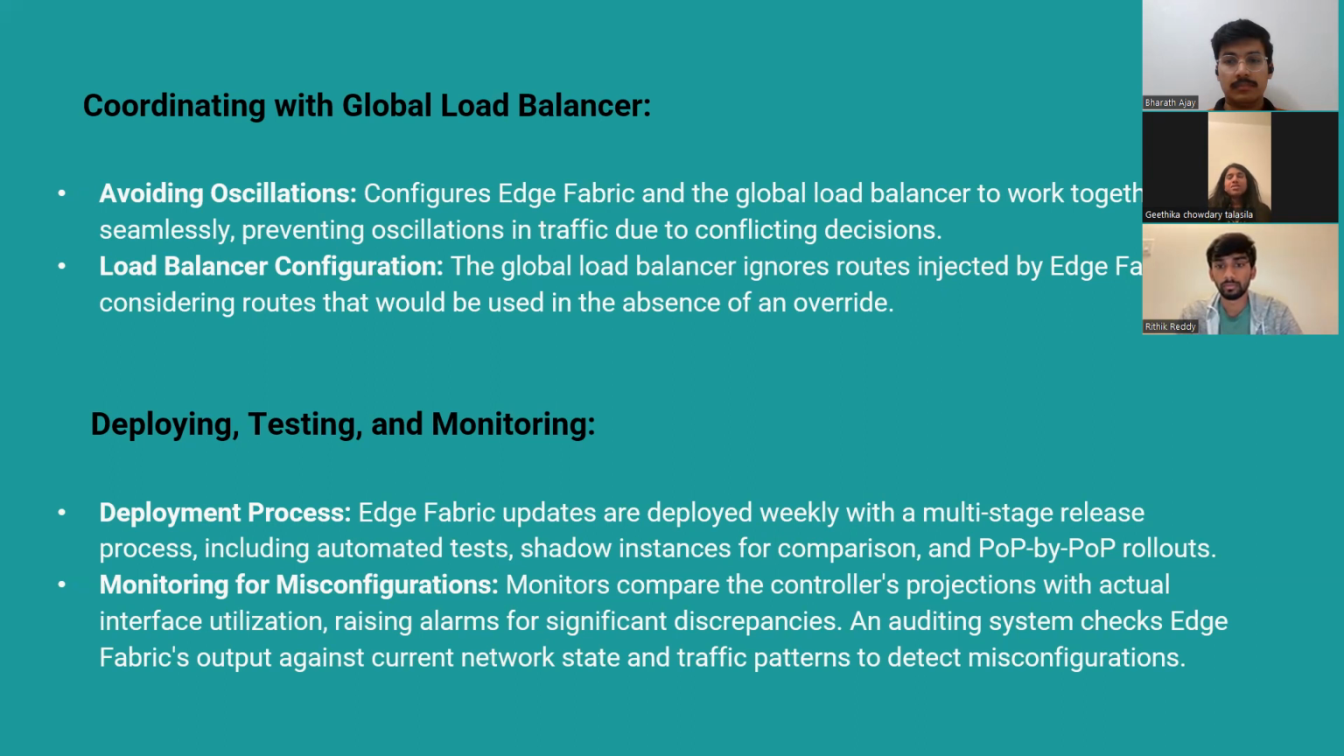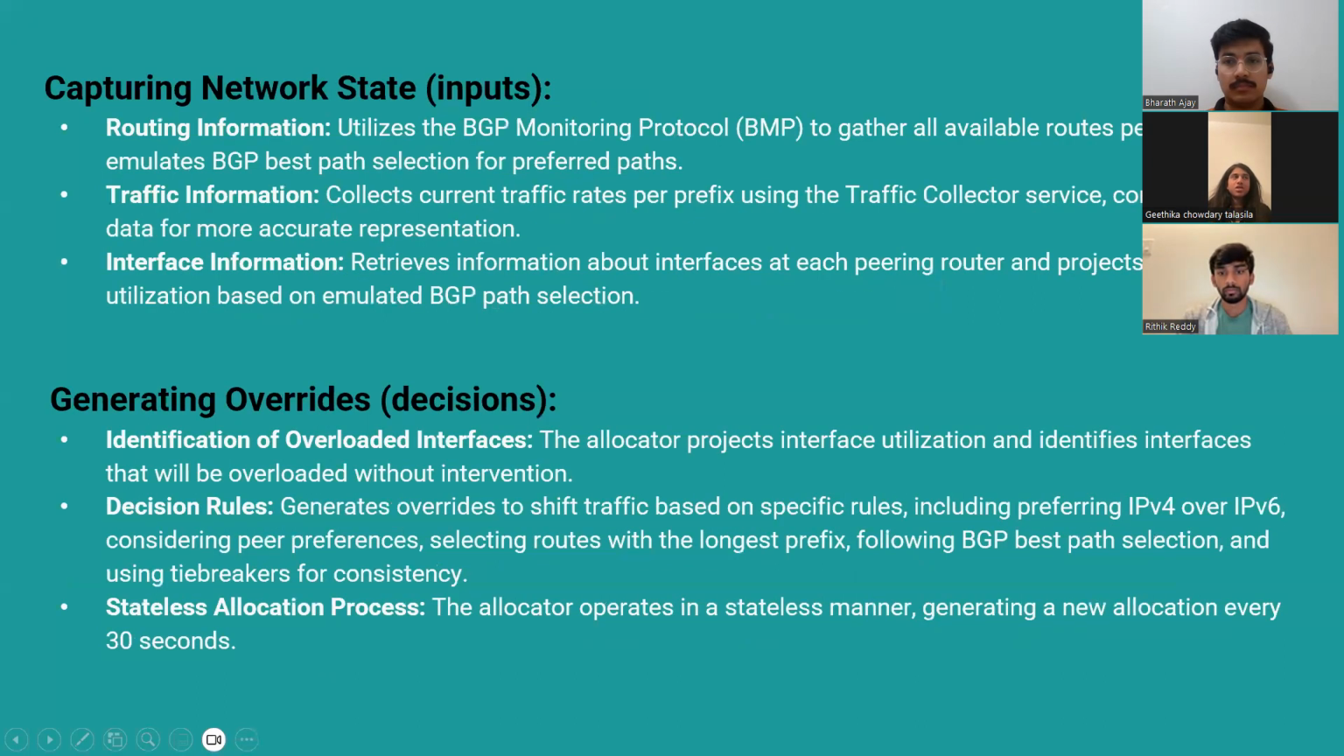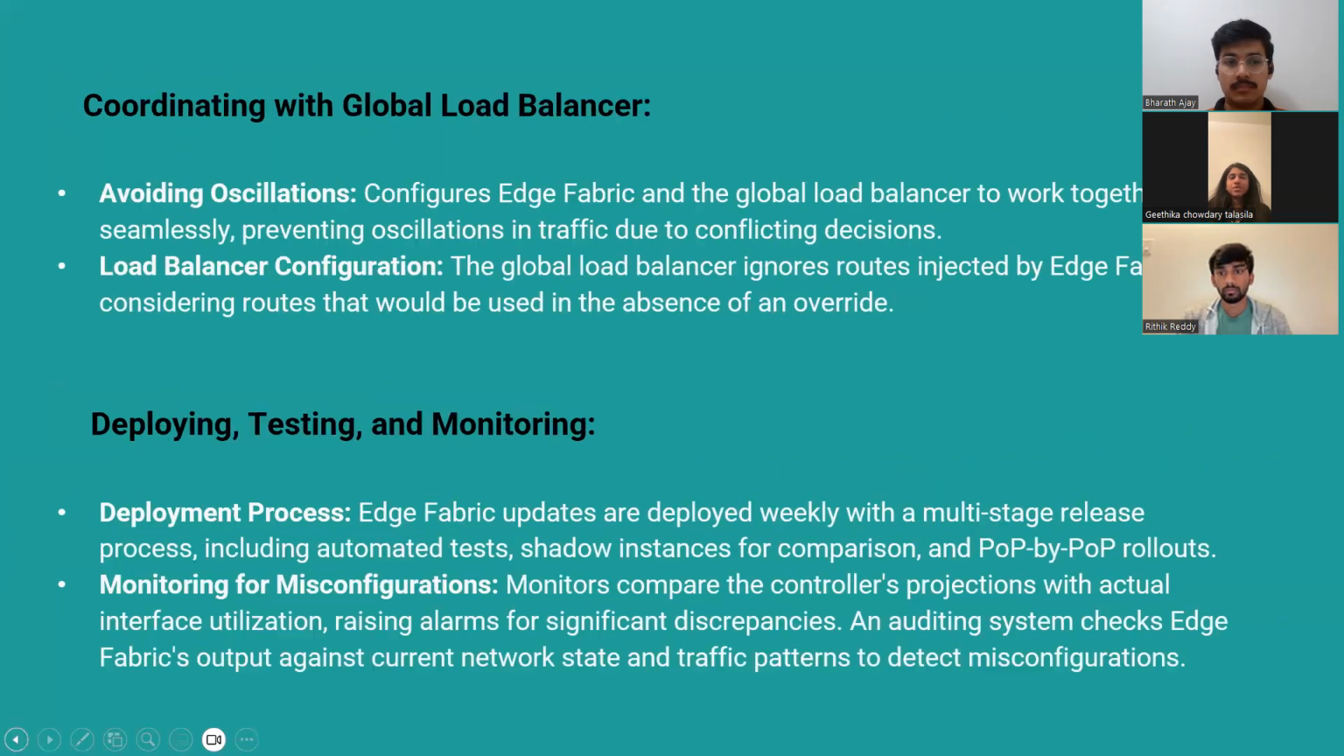Deploying, testing and monitoring. Edge Fabric is deployed weekly in multi-stage releases. This process includes automated tests, shadow instance comparisons and PoP-by-PoP revisions. Monitoring of misconfiguration: the system compares the controller's projections with the actual Edge Fabric output against the current network state and traffic patterns to detect misconfigurations. So the next step, coming to the next slide.